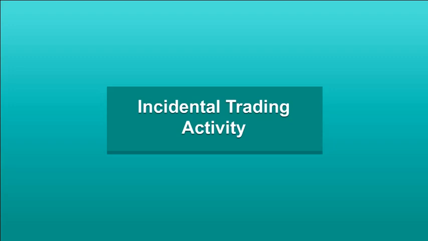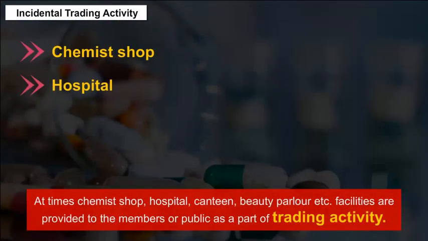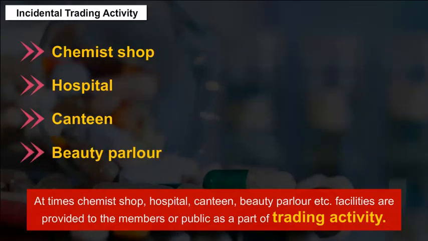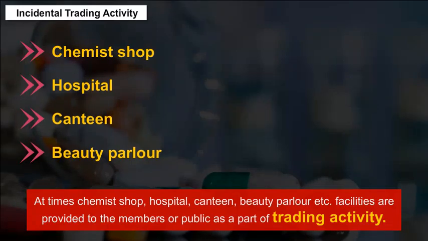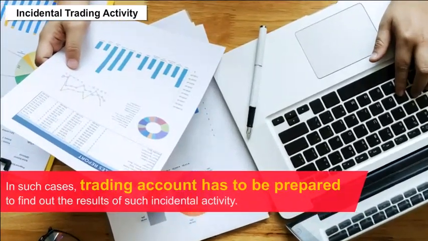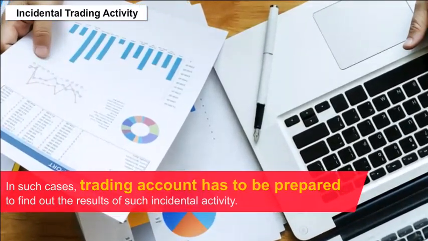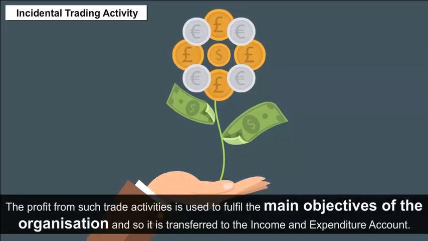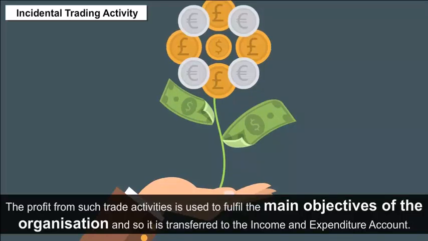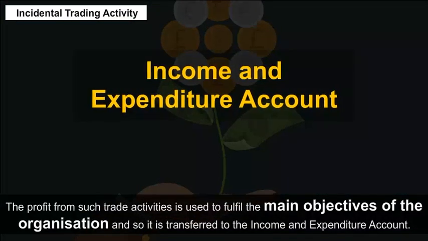Incidental trading activity. At times, facilities like a chemist shop, hospital, canteen, beauty parlor, etc. are provided to the members or public as a part of trading activity. In such cases, the trading account has to be prepared to find out the results of such incidental activity. The profit from such trading activities is used to fulfill the main objectives of the organization, and so it is transferred to the income and expenditure account.